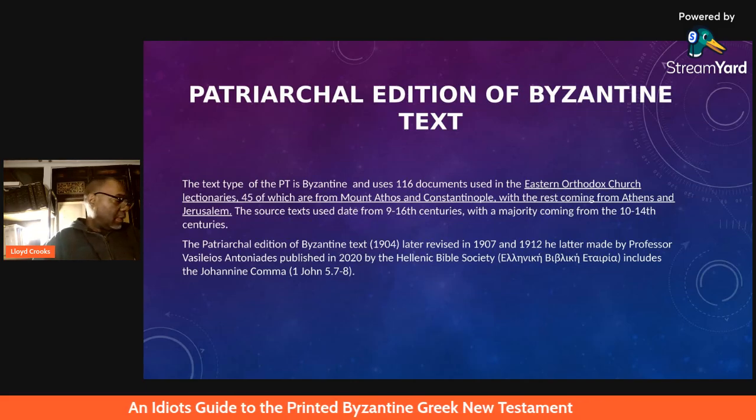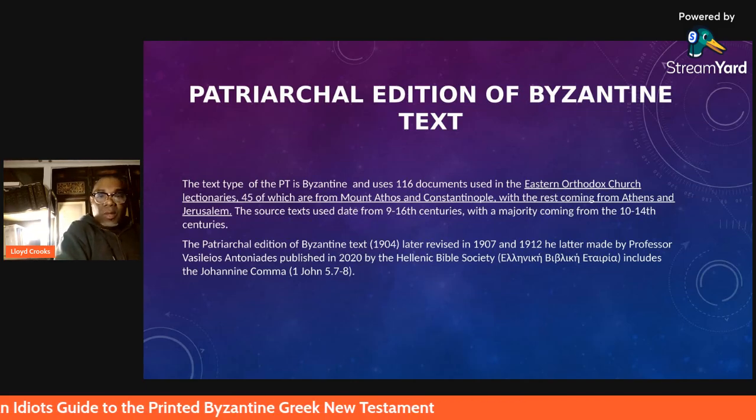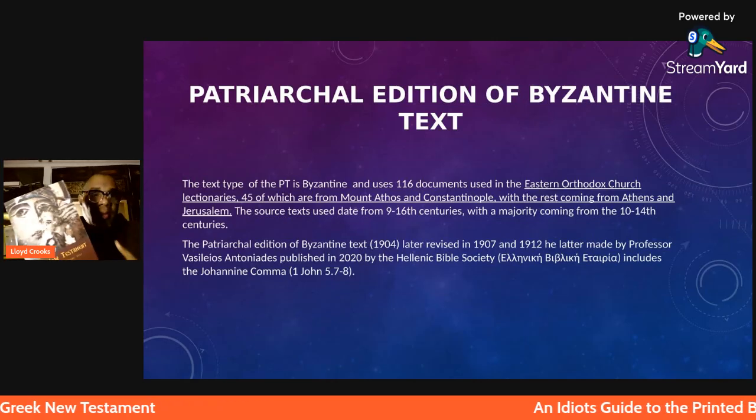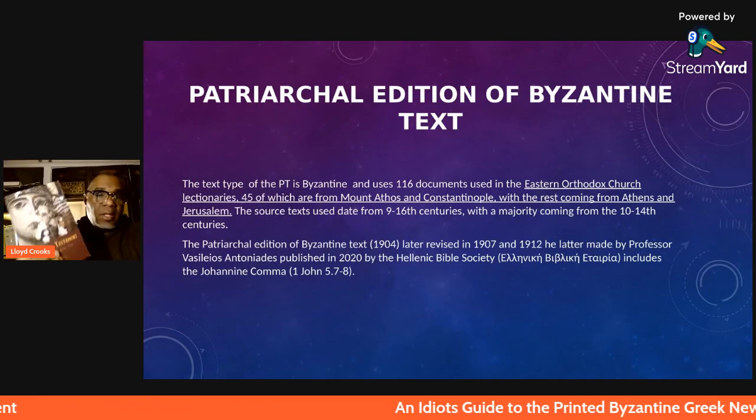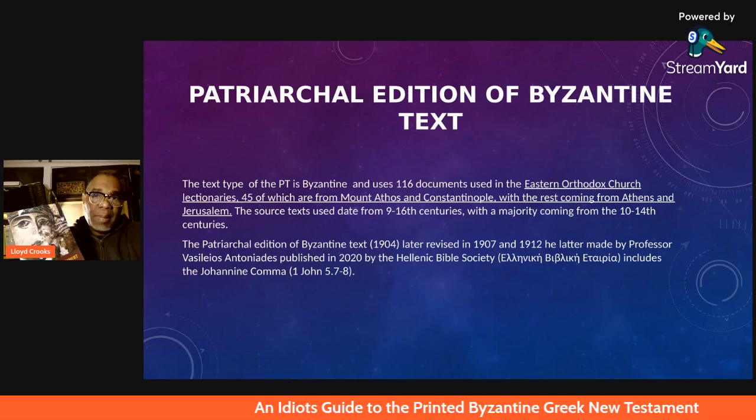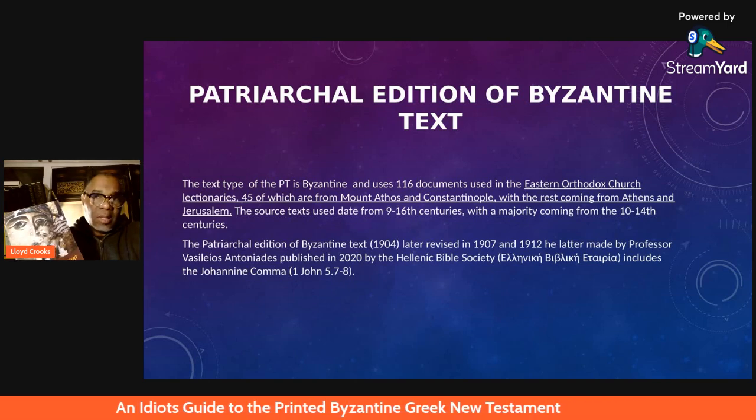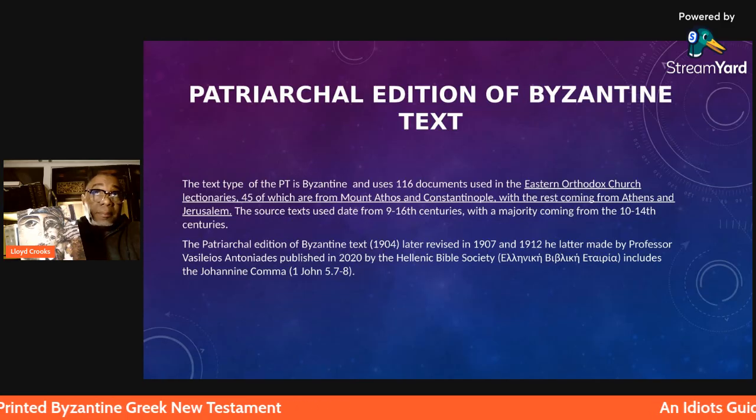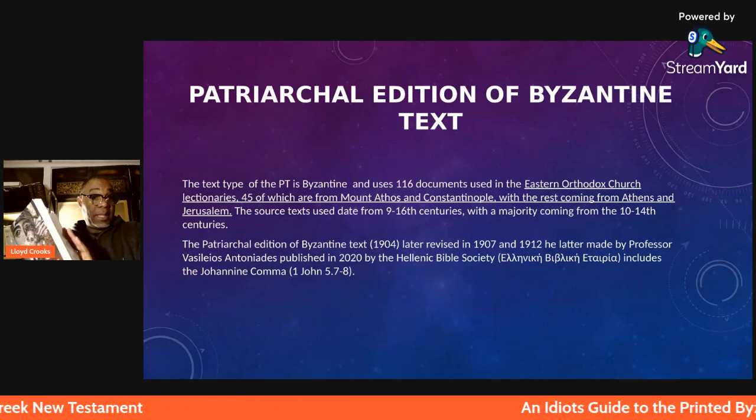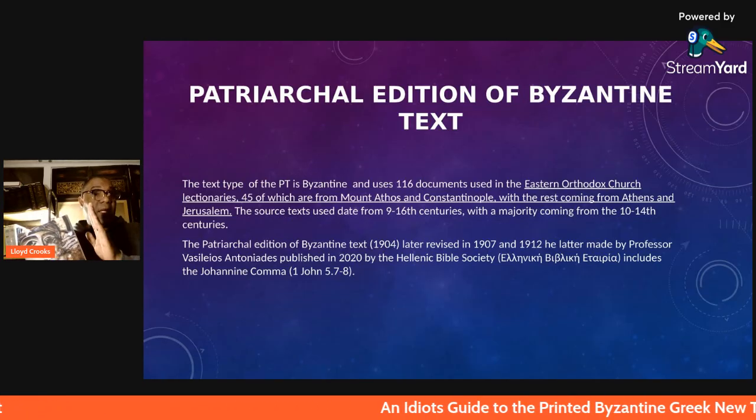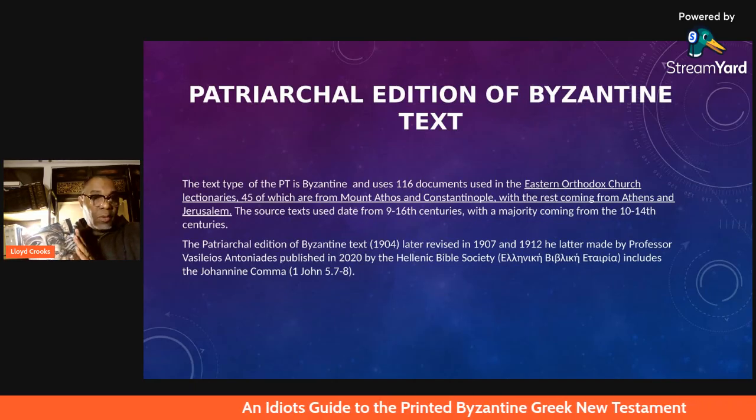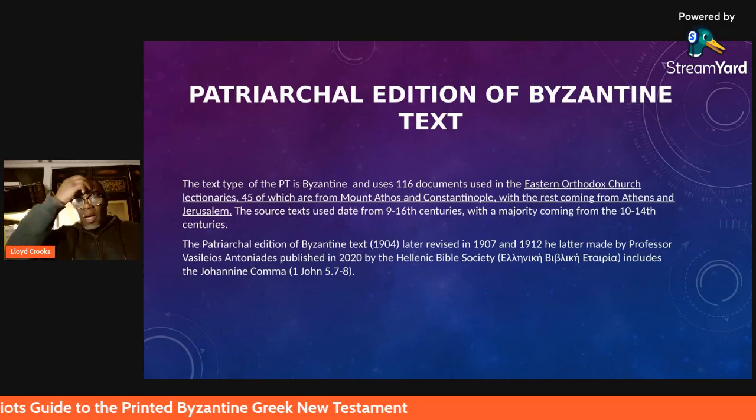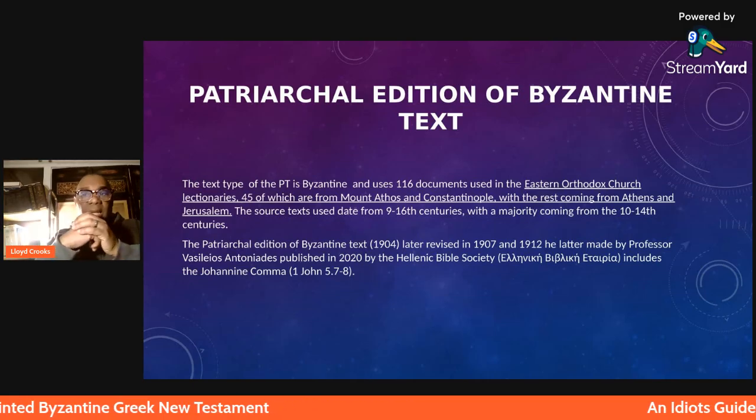The patriarchal text, we'll grab that one there. Now this one is basically the one for the Greek Orthodox Church. The unusual thing about this is that it's not based on Greek manuscripts, it's based on lectionaries. Now, lectionaries are like hymn books. They've got readings for particular days, particular readings for Easter, for their traditional holidays, etc. So 116 documents were used in the Eastern Orthodox Church.